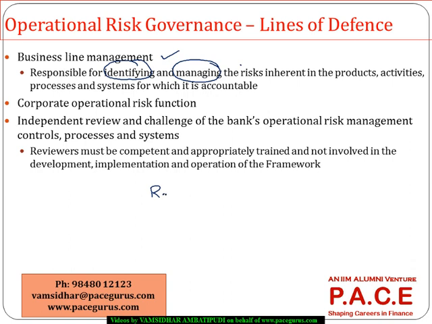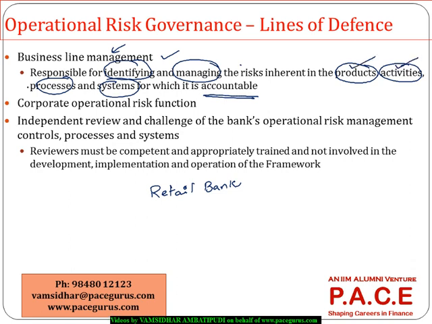Let's say we are talking about a retail bank. People who are involved in day-to-day operations of the bank form a part of the business line management. They are responsible for identifying and managing the risks inherent in the products, activities, processes and systems. Every business line is accountable for various products. They perform regular day-to-day activities. They implement a few processes and systems. So, if the business line management is strong enough, at this layer itself, the operational risk can be controlled to a large extent. So, for the proper implementation of the framework, it is suggested that the business line management should be strong enough.